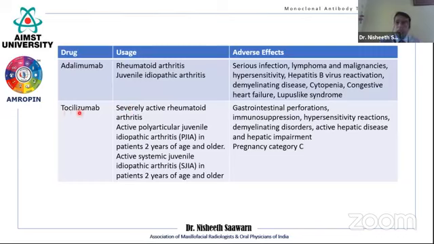This is another drug called tocilizumab. This is a humanized antibody, and it is again anti-inflammatory. It is again used in rheumatoid arthritis. And here gastrointestinal perforation is seen, immune suppression is seen, hypersensitivity reaction is seen, demyelinating disorders of the CNS are seen, which is very alarming. And there again, active hepatic disease occurs.